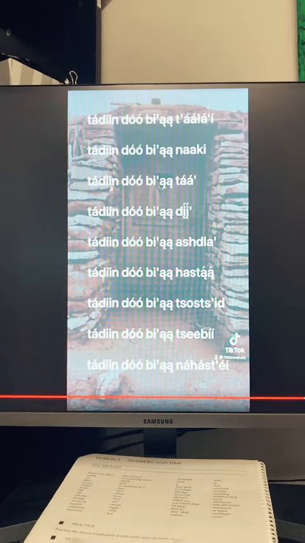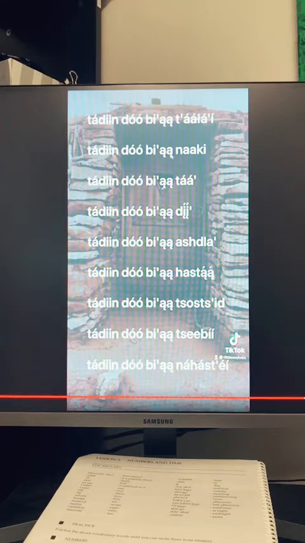Okay, for example, here we go. Tadin do ba'an t'alai. So do ba'an is like saying "and," "over," or "plus." So it's like saying 30 plus 1. So you would say Tadin do ba'an t'alai.